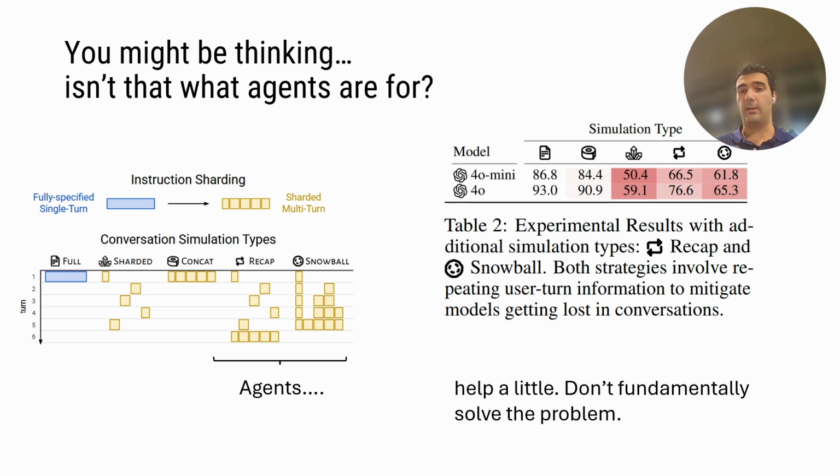Snowball is essentially a gradual version of recap, where at each turn, including intermediaries, you also remind the assistant, by the way, here's what the user has said in previous turns. So that at each turn, you essentially give all the information that the user has said so far. And what you can see here on the right is that the 4.0 mini and 4.0, which we tested at the time, do a little bit better in the recap and snowball setting. They do better than sharded, but they don't quite close the gap and perform as well as the single turn settings. So it helps a little, but it doesn't fundamentally solve the problem.